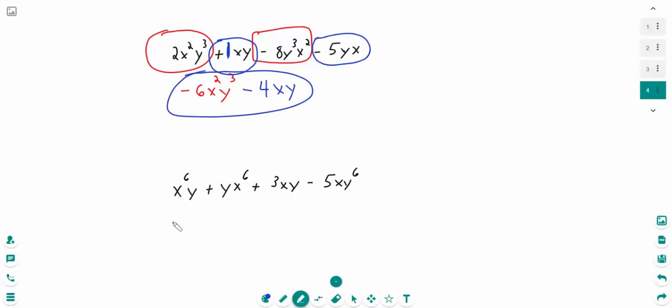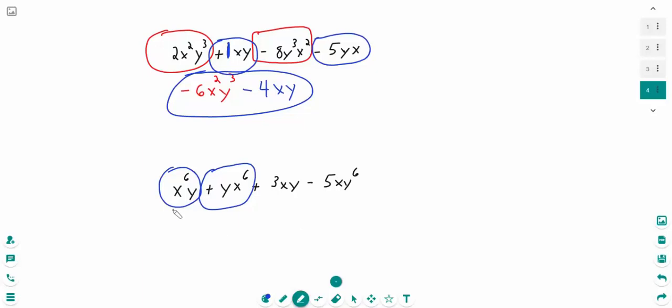All right. Go ahead and try this one on a separate sheet, and we'll do it together. All right, so we've got x to the 6th y. This would be a like term. And do we have anything else? We're looking for an x to the 6th and a y. This is close, but that's kind of reversed. This is an x to the 1, y to the 6th instead of x to the 6, y to the 1. So that's not a like term. So we're done. We're just those two.